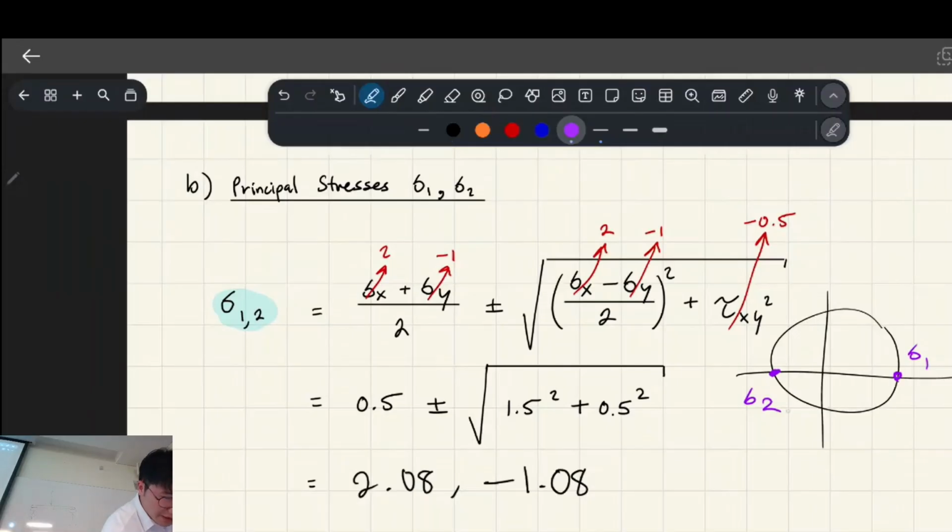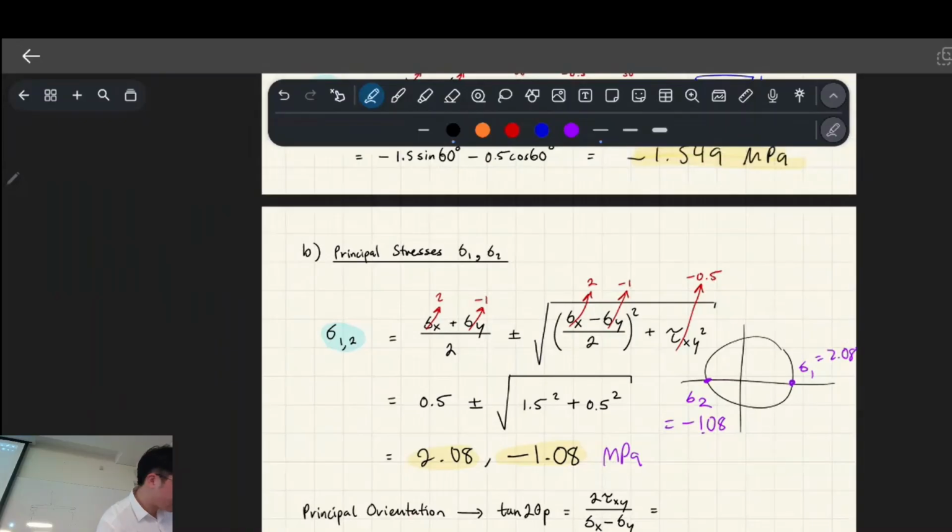All right, so if we're thinking about this in terms of your Mohr circle, that's this one, and that's this one, right? We'll plot it all together in a second. This would be in MPa. Okay.